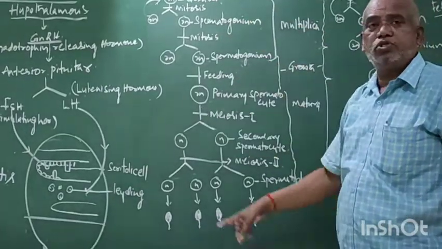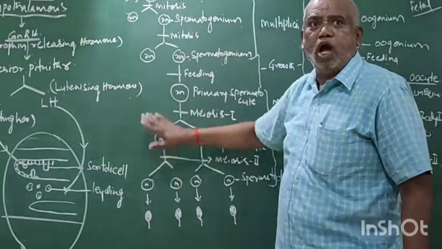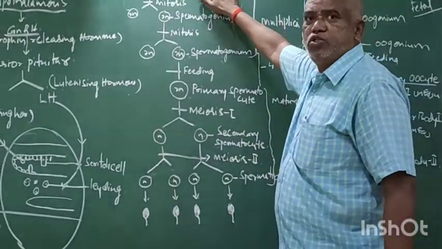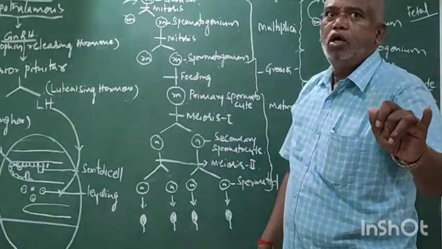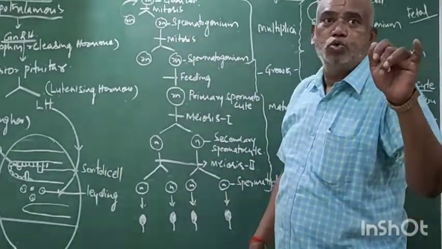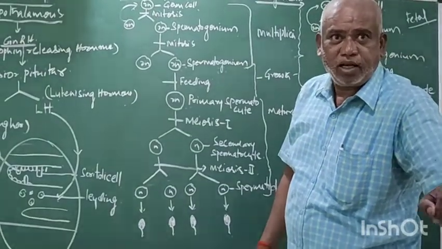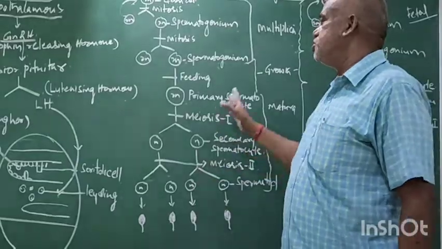But spermatogenesis, complete spermatogenesis, from the first stage to the last stage, occurs after puberty. There is no spermatogenesis during the fetal stage or in children. Right? This is the major difference.